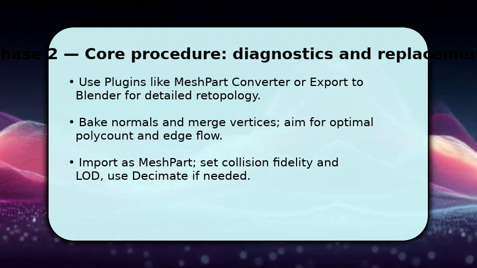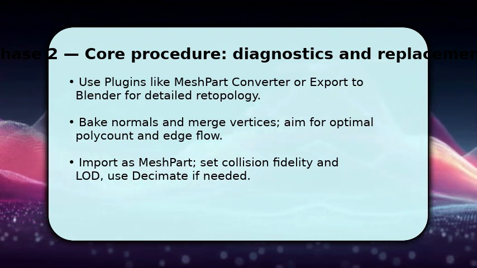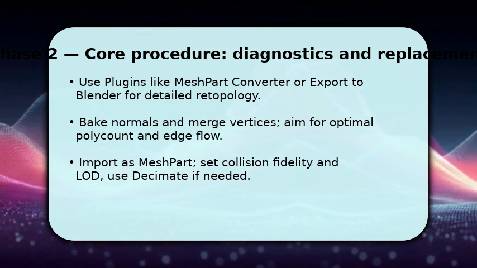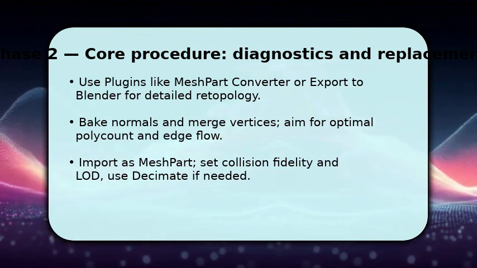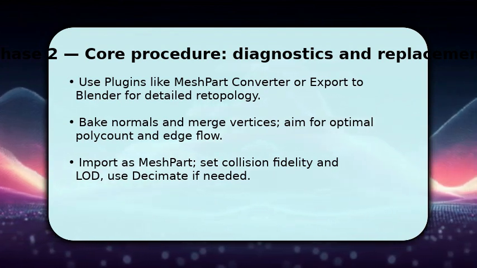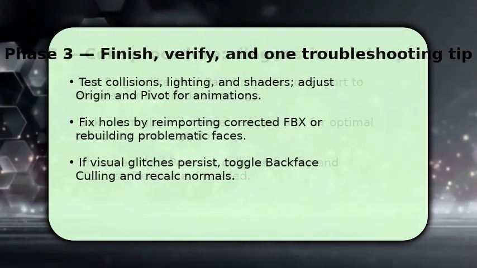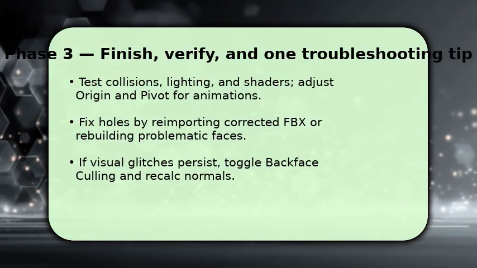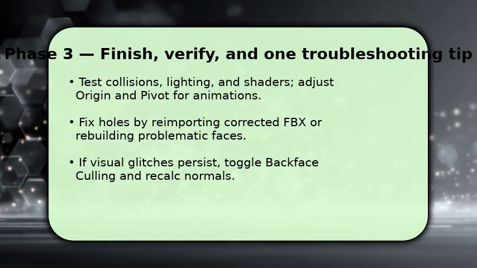Make sure materials map correctly. Reassign or adjust UVs if textures stretch. These middle steps are about balance. Finish by placing the mesh part in your scene and testing runtime behavior. Check collisions, lighting response, and pivot for any animations.